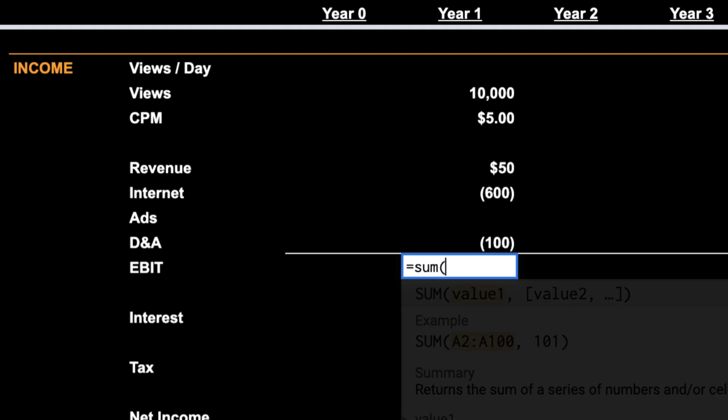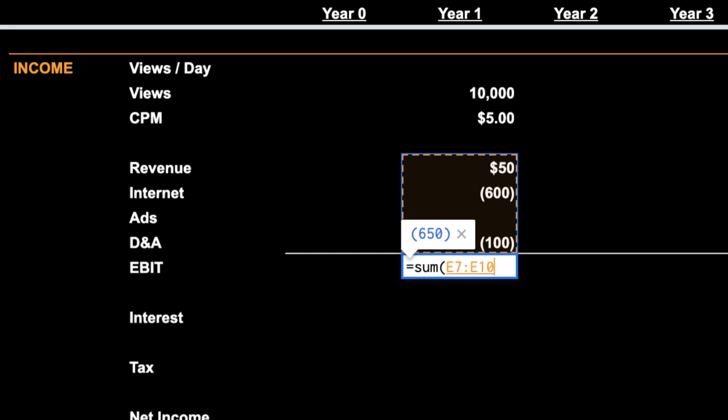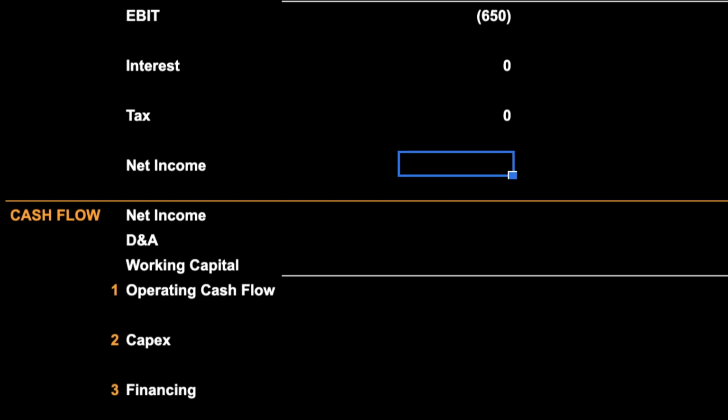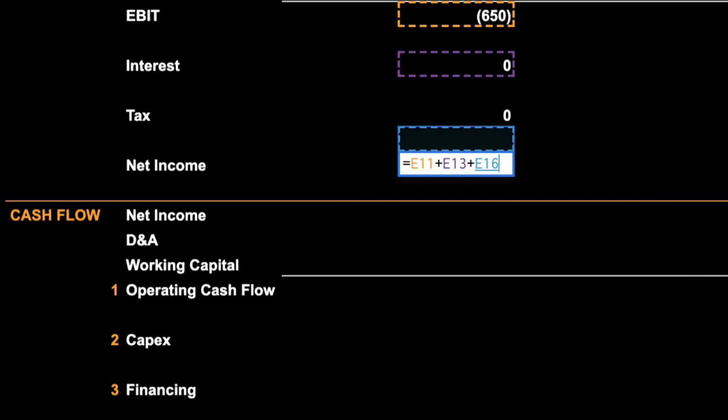So let's see what our earnings before interest and tax was at the end of year one. And so you lost $650. Well, the cash came out of your pocket. You didn't borrow money from anybody, so you don't owe any interest. And you also didn't make any income, so you don't owe any tax. So your net income after interest and taxes was negative $650.